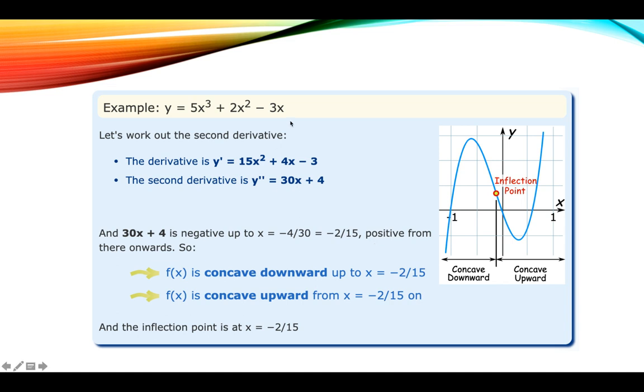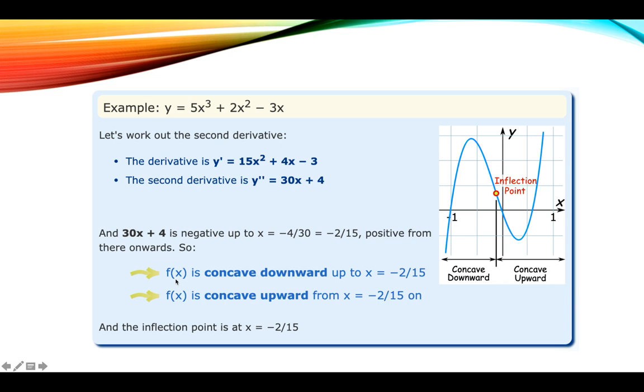All right, let's look at this one. We've got y equals 5x cubed plus 2x squared minus 3x. Our first derivative would then be 15x squared plus 4x minus 3. Our second derivative is going to be 30x to the first, so just 30x plus 4, and then our constant has a derivative of 0. So 30x plus 4 is going to be negative up to x equals negative 4 over 30 or negative 2 over 15, and positive from that point on.